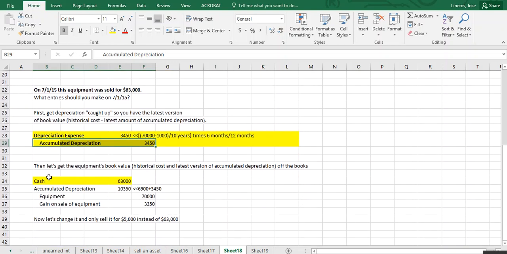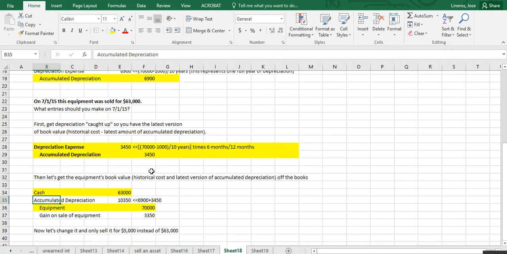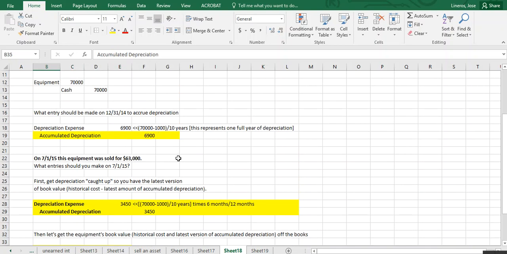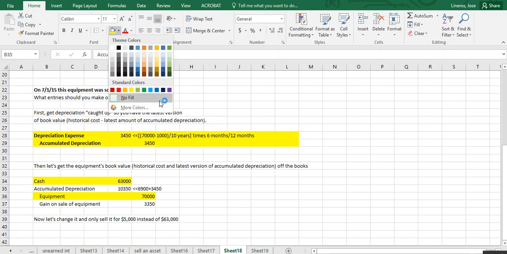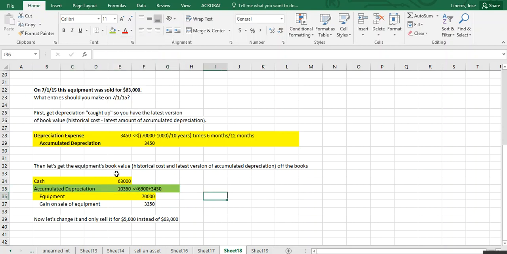So that lets us make our entry. We've got cash, which is an automatic entry. We know what this is. This is historical cost. And now we know what accumulated depreciation should be. Accumulated depreciation should not be 6,900. That's what it was 6 months ago. It needs to be updated to the sale date of 7/1, and it turns out to be 10,350. And this leaves us with a gain, the plug, the adjusting entry, whatever you're going to call it. This is the gain that we experienced on that sale.